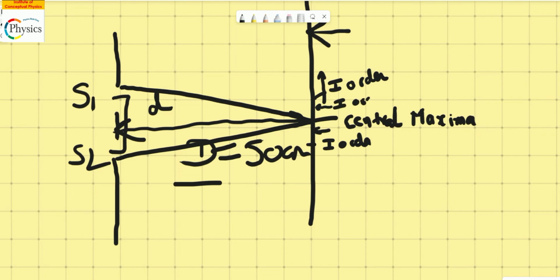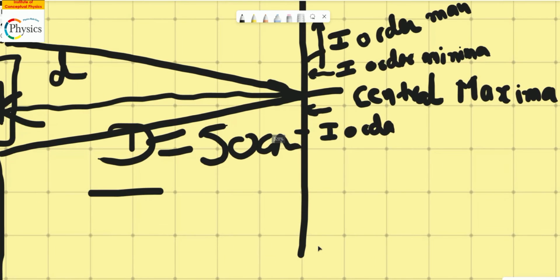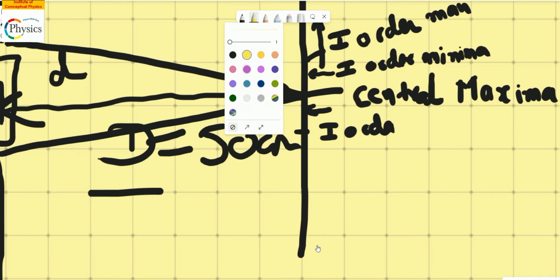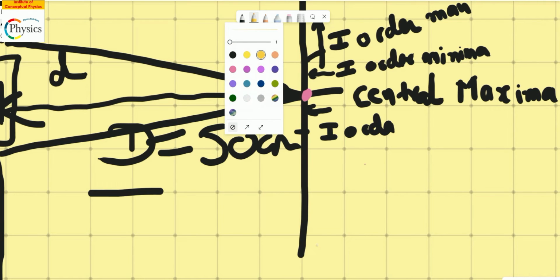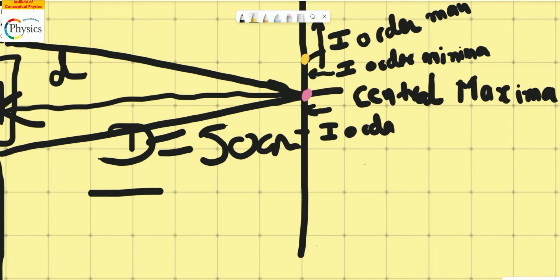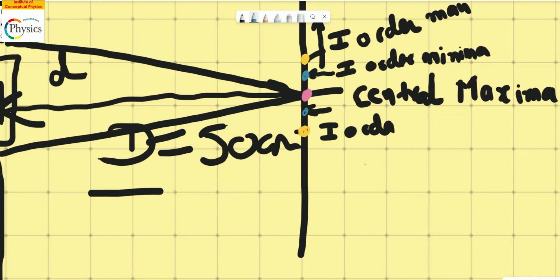First order minima also gets created. So first order maxima and minima. So you must understand, I'll just mark these separately so that you can watch clearly as to what I am doing. So this is your central maxima. Let me just mark the first order maxima. So this is your first order maxima, and let's mark the first order minima. So these are the first order minima. So between the central maxima and the first order maxima, you have a first order minima.